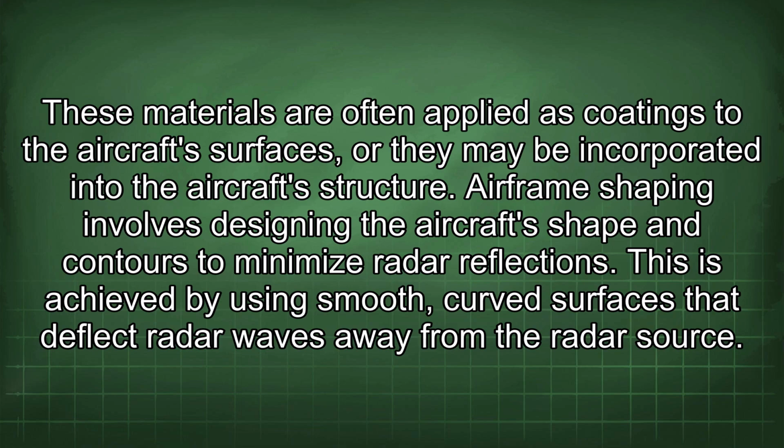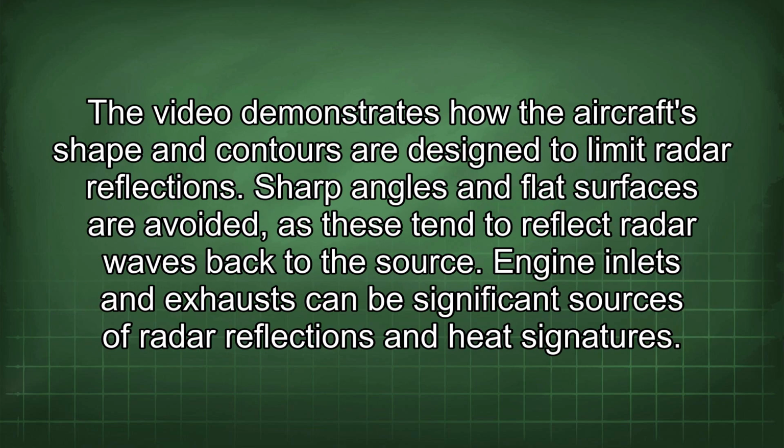Airframe shaping involves designing the aircraft's shape and contours to minimize radar reflections. This is achieved by using smooth, curved surfaces that deflect radar waves away from the radar source. The video demonstrates how the aircraft shape and contours are designed to limit radar reflections. Sharp angles and flat surfaces are avoided, as these tend to reflect radar waves back to the source.